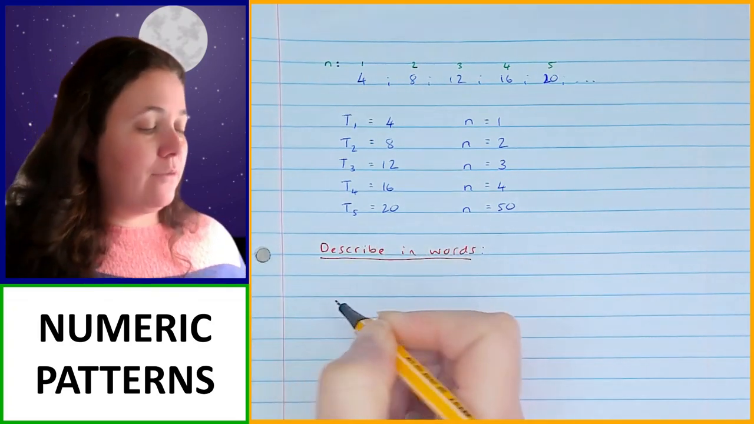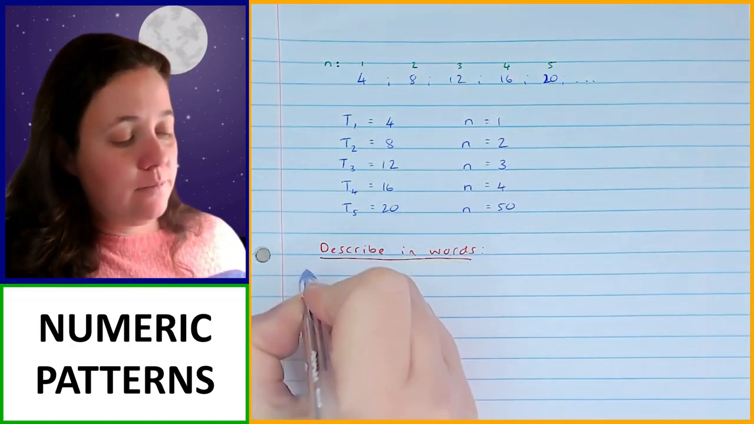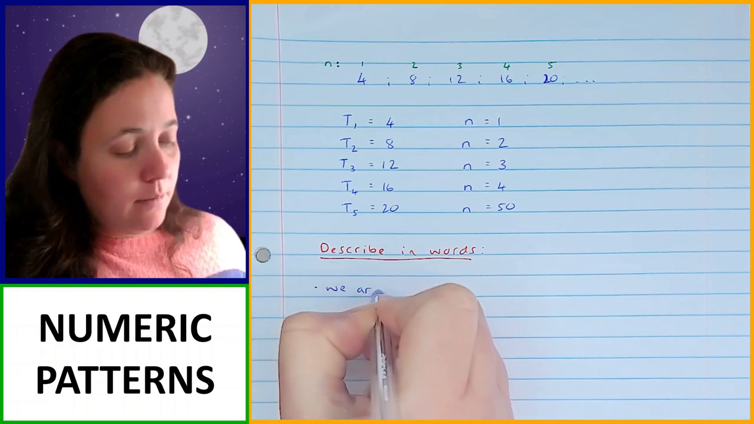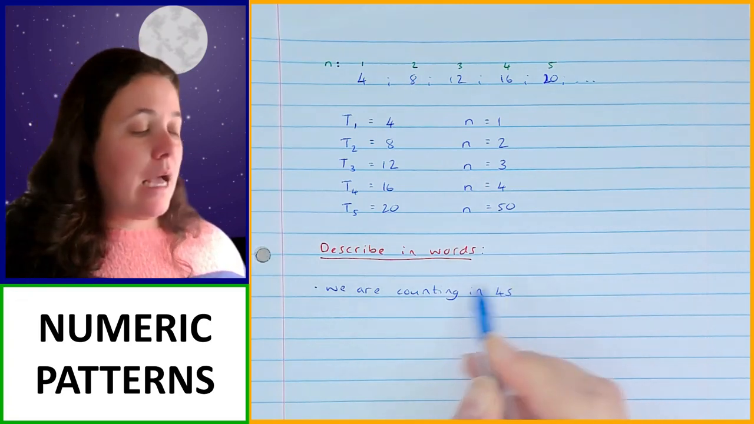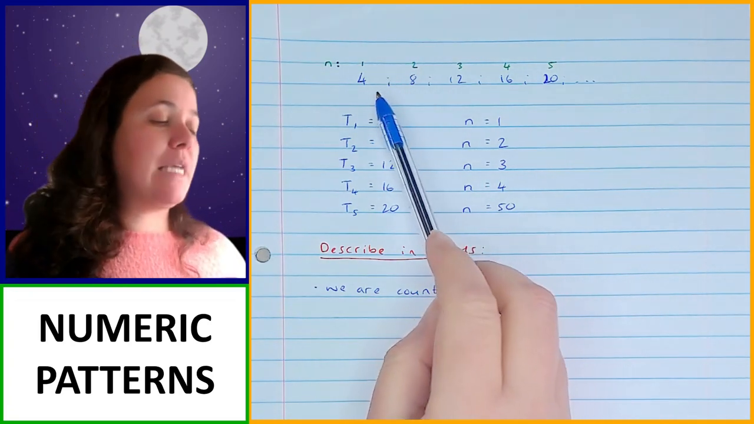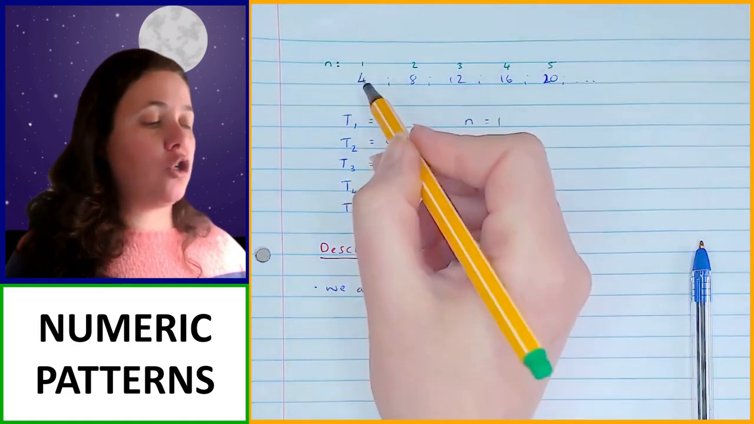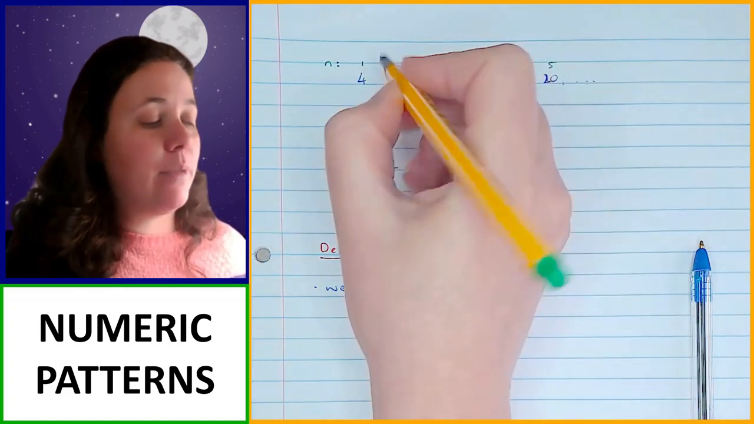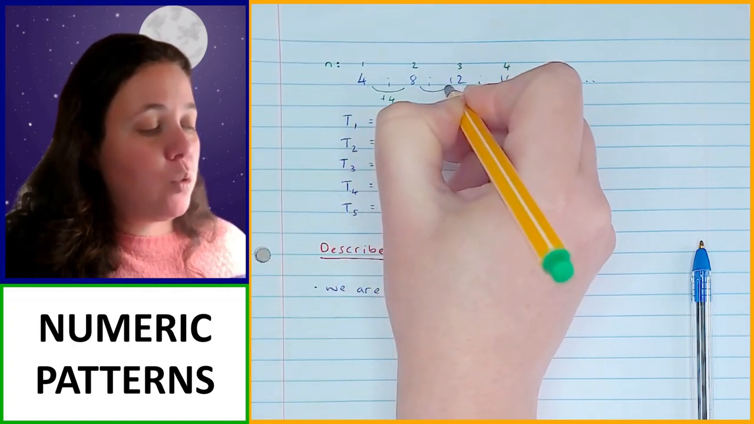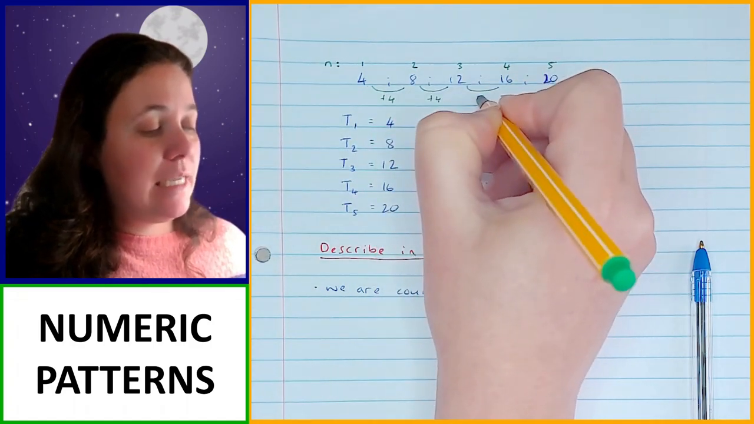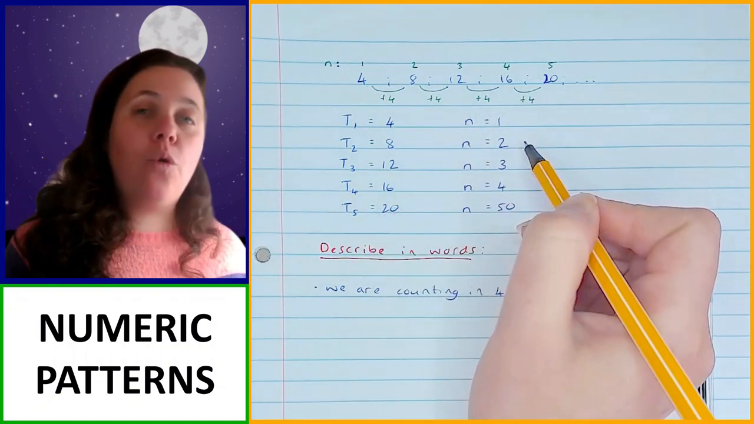Okay, so first of all, I can describe it in terms of how I'm counting. If you look at this over here, we are counting in fours. Okay, another way of describing it is to look at what is happening when we move from one term to the next. So what do I do to this term to get that term? And is it the same each time? So let's have a look and see what happens. If I go from the 4 to the 8, I'm adding 4. And if I go from 8 to 12, I'm also adding 4. And if I go from 12 to 16, I'm also adding 4. If I go from 16 to 20, I'm also adding 4. So I am adding 4 every time, okay?